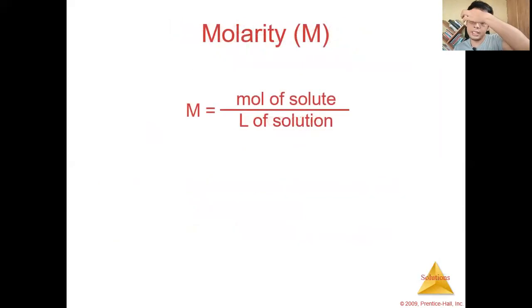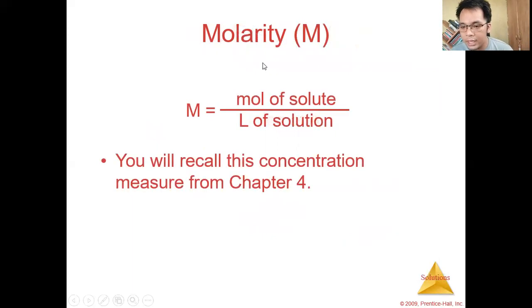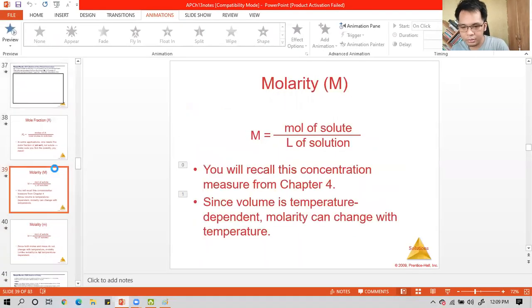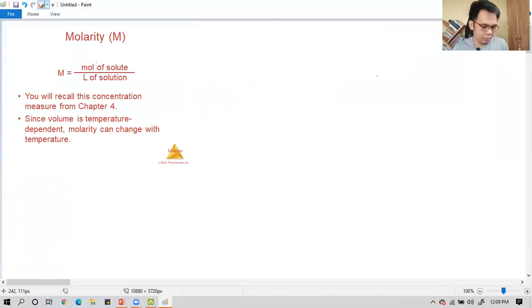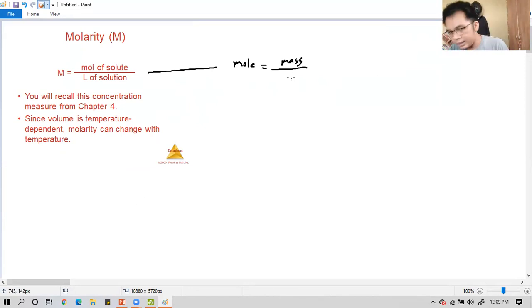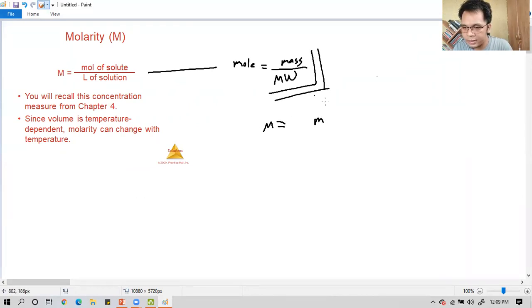And the next one is the molarity. It is just moles of solute all over liters of solution. Remember, guys, I have to emphasize this: when we say moles, this equation is expandable. Moles is mass, sorry, mass all over the molecular weight of the specific solute. So when you expand that, the molarity can also be expressed in terms of mass.